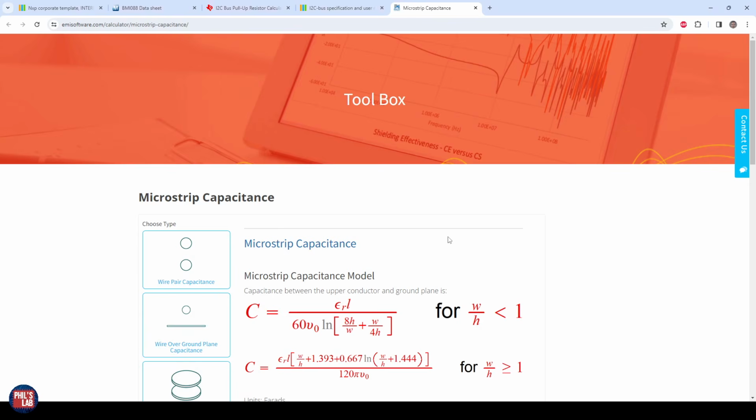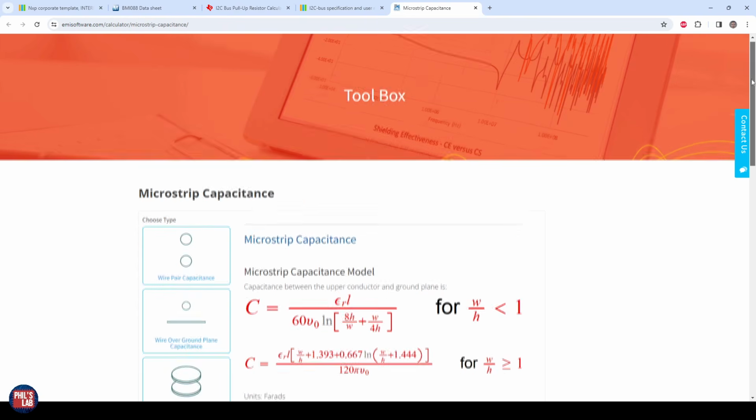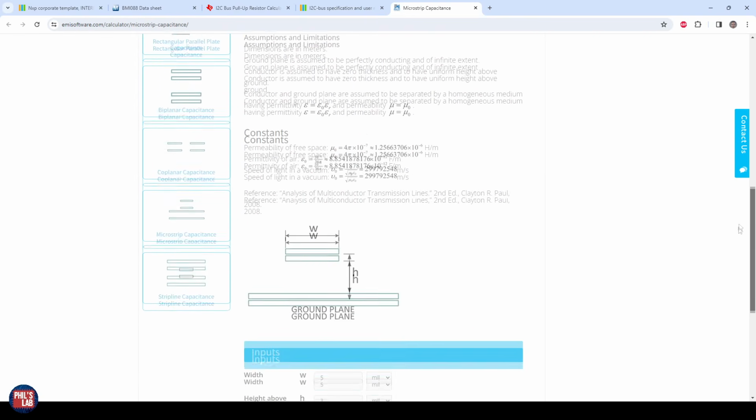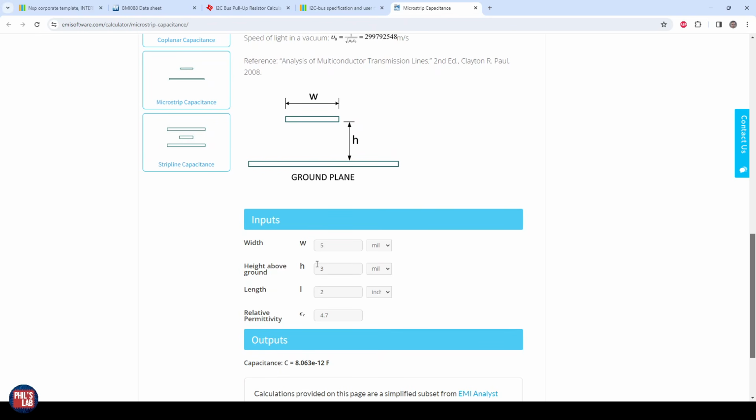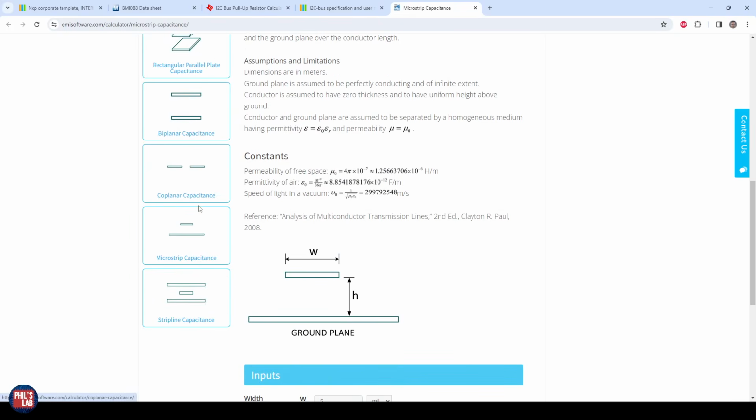If you'd like to check out how trace parameters affect the capacitance, I'll leave a link to this in the description box below, which is a microstrip capacitance calculator. This is also one I use to calculate this value. So I can type in width, height above the ground, or reference plane, length of the trace, and dielectric constant, and I'll get an output capacitance. That's quite interesting to play around with. They also have strip line, coplanar, and so on.